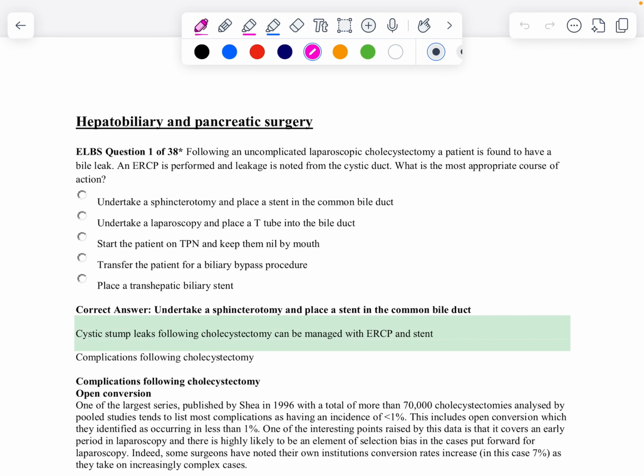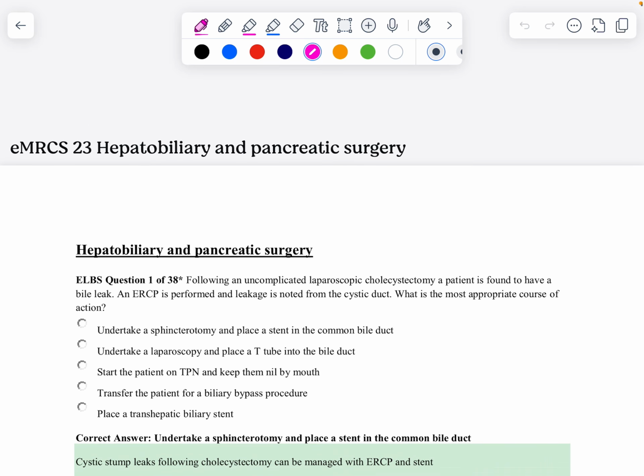Let's begin the second part of hepatobiliary and pancreatic surgery questions from eMRCS 2024.